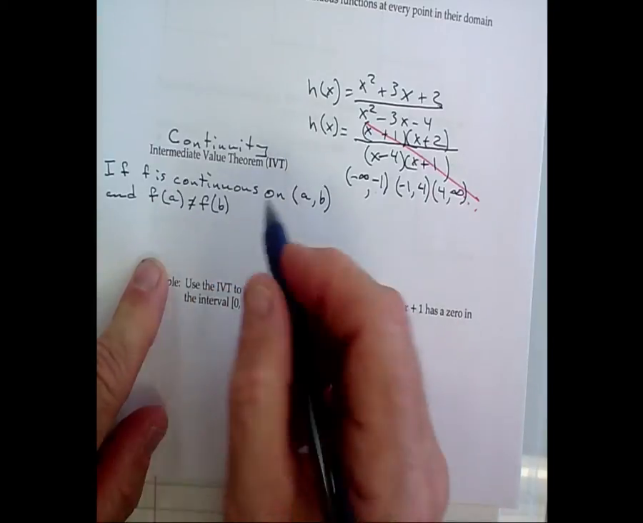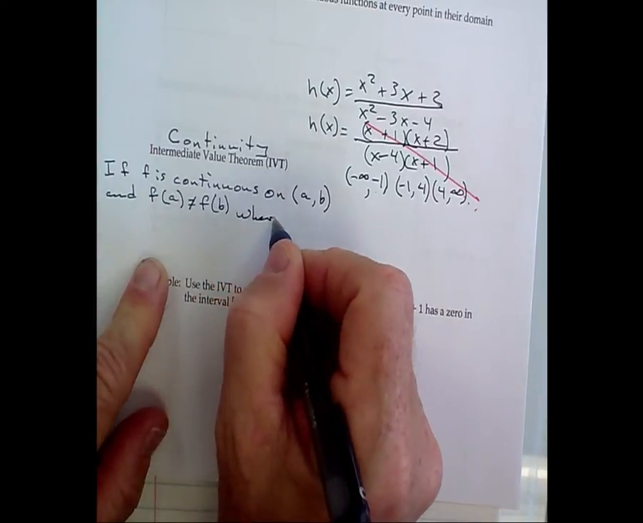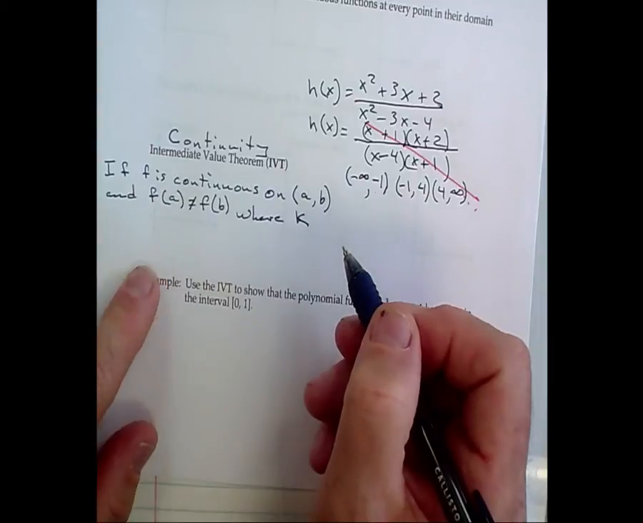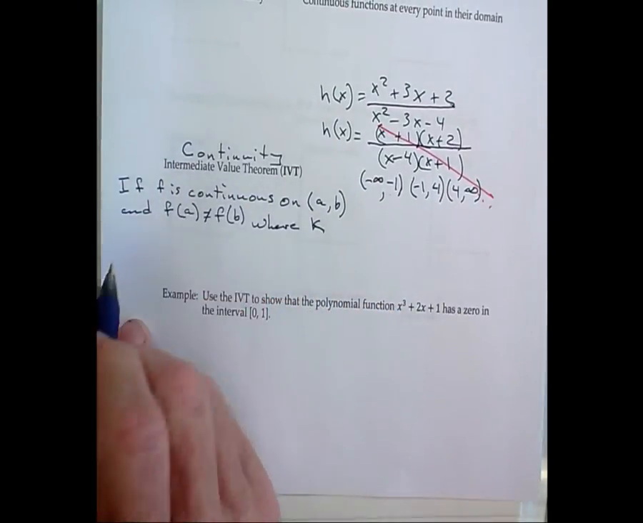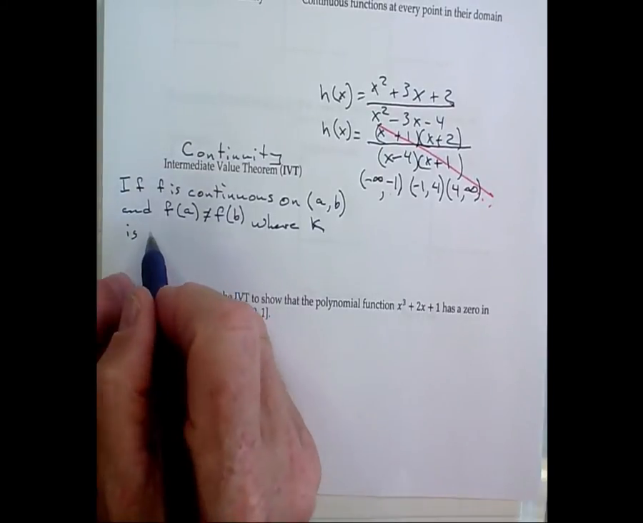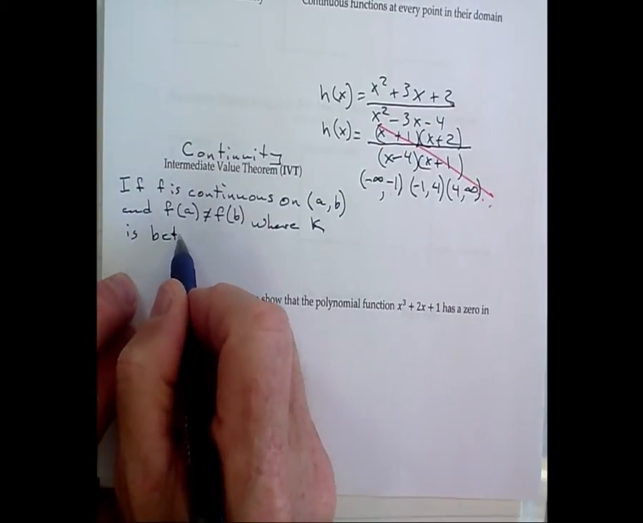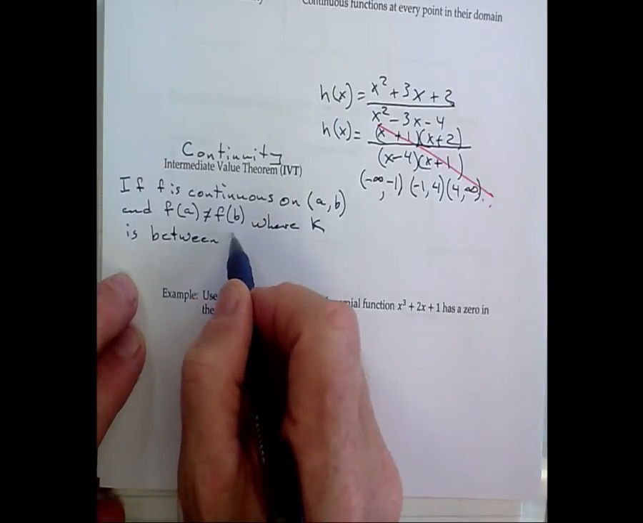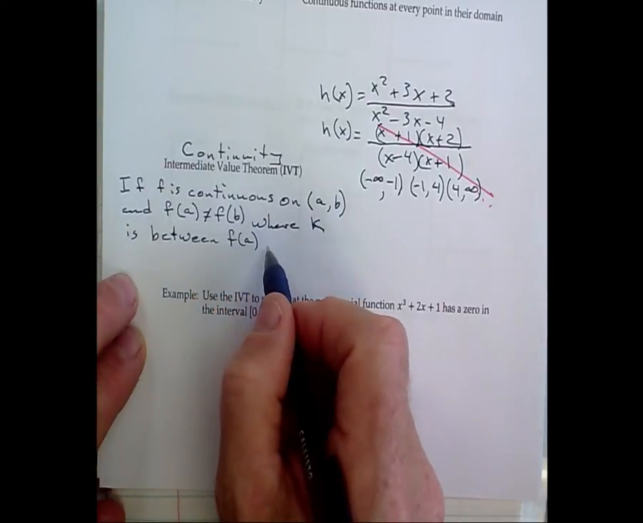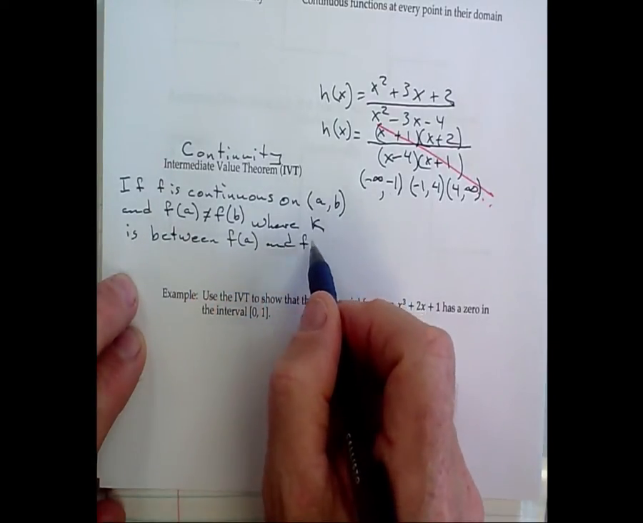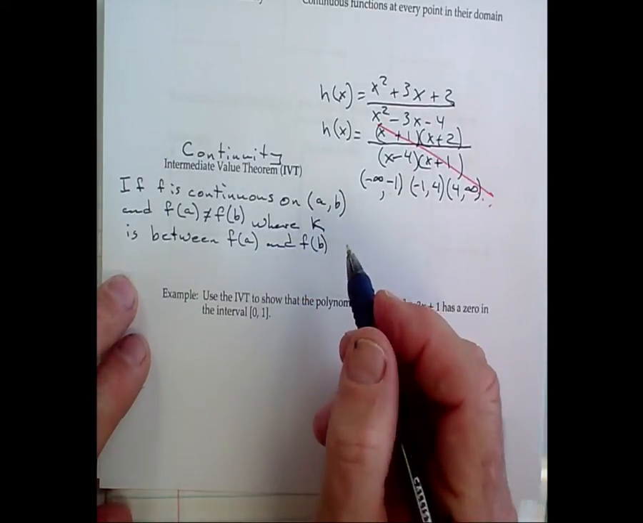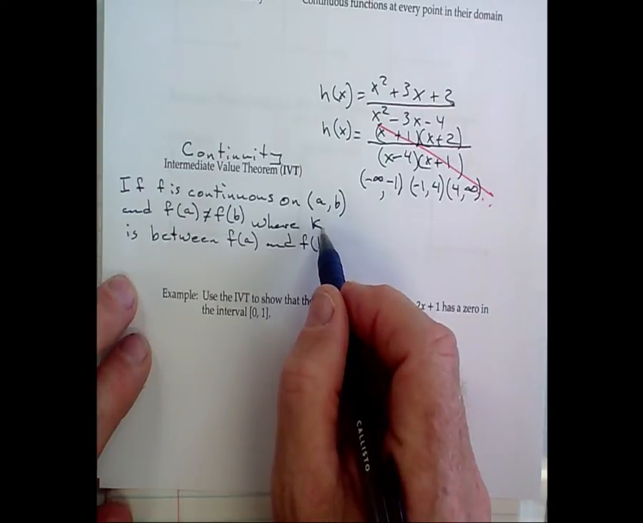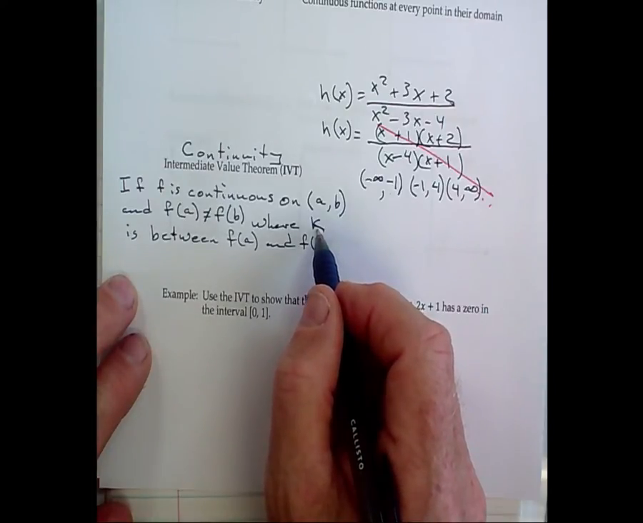Okay, where k, so you're going to have this k value, where k is between f of A and f of B. So Allison, what kind of value is k? Is it an x value or is it a y value?